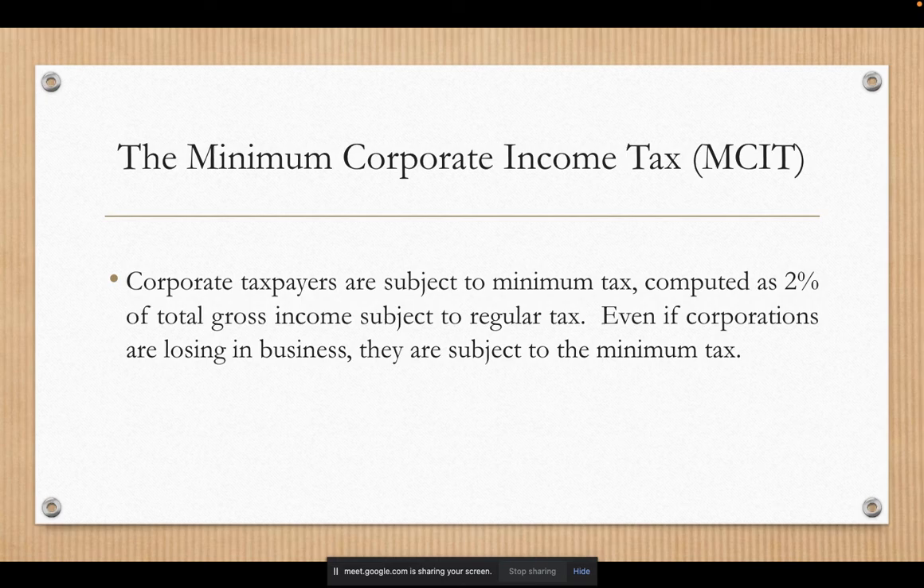Hindi po siya ina-apply within the first 3 years of operation. Doon na po siya sa 4th year, commencing in the year after 3 years. So that's on the 4th year. On the 4th year of the corporation, even if you are declaring so much expenses so that you have a negative income or net loss ka na, or if you have a very low income, you will be subjected to minimum corporate income tax. And it was previously 2%, but because of the CREATE law, it's now 1%. O, diba?